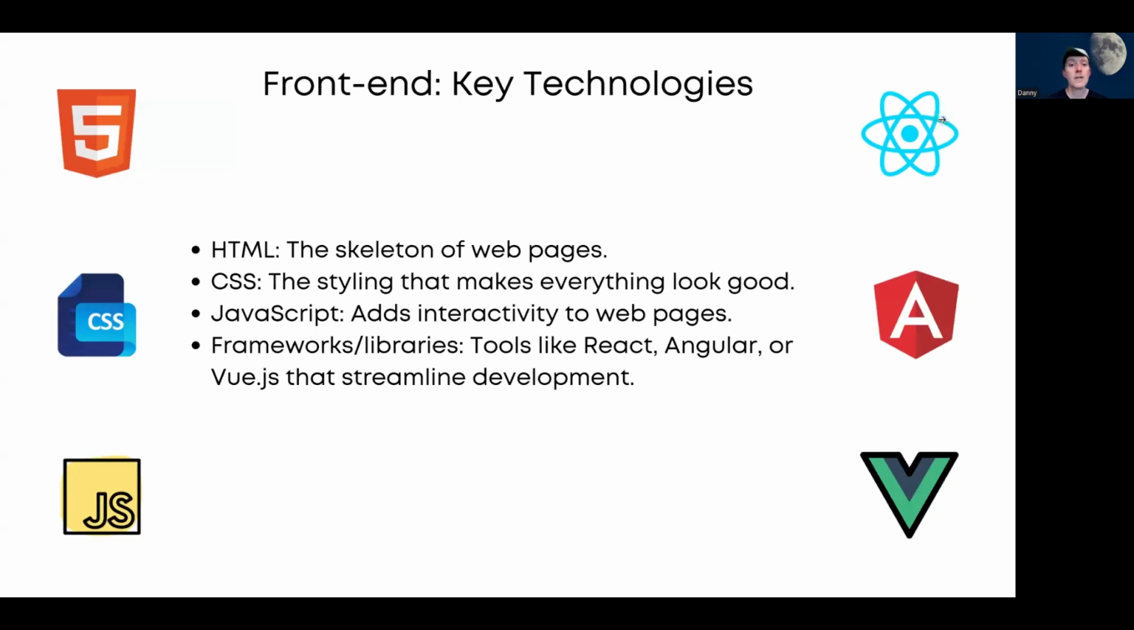Key technologies of front end development include HTML. This is like the skeleton of web pages. CSS deals with presentation, so the styling that makes everything look good. JavaScript adds interactivity to web pages. And then frameworks or libraries. These are tools like React, Angular, or Vue.js that streamline development.